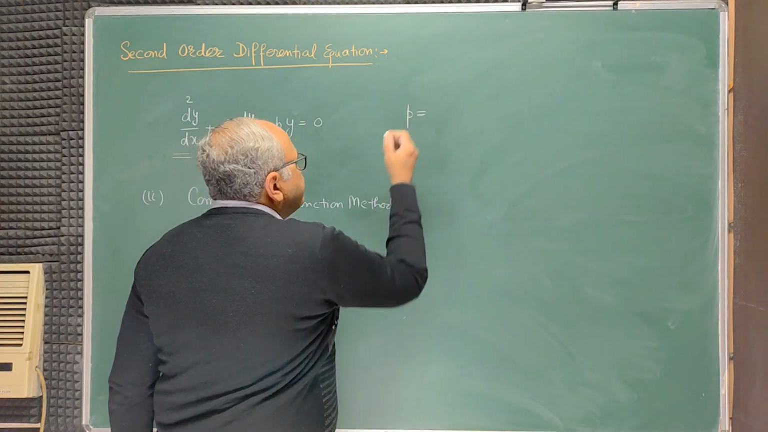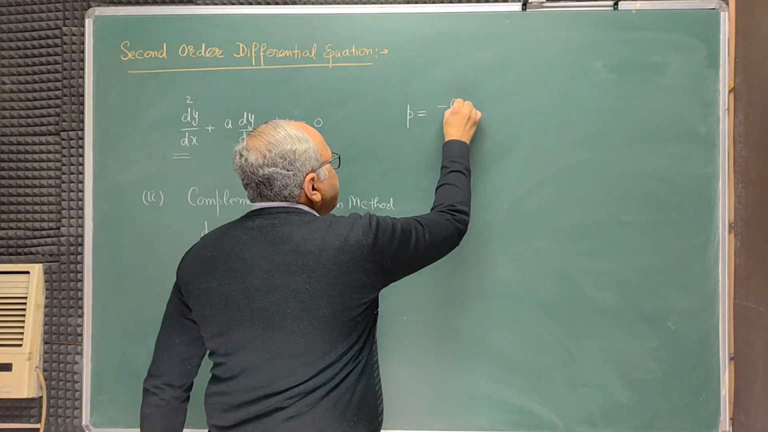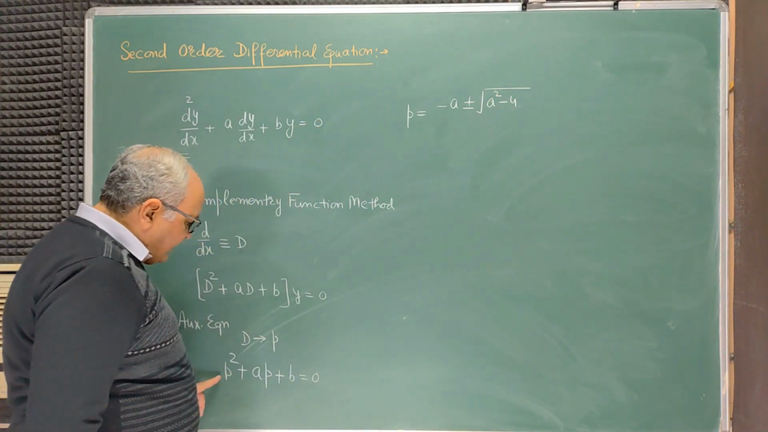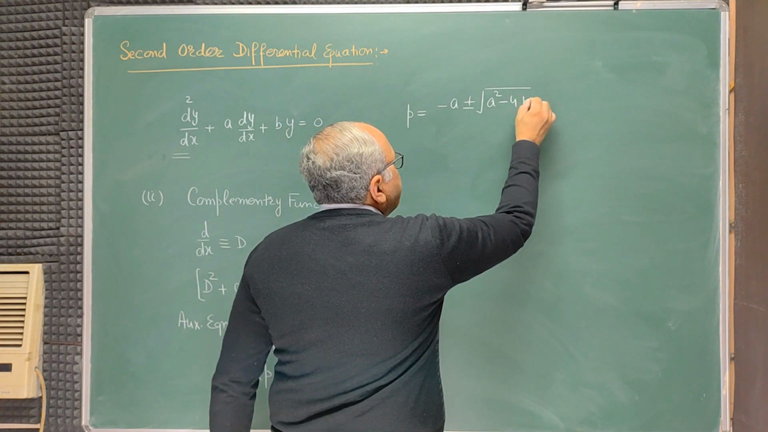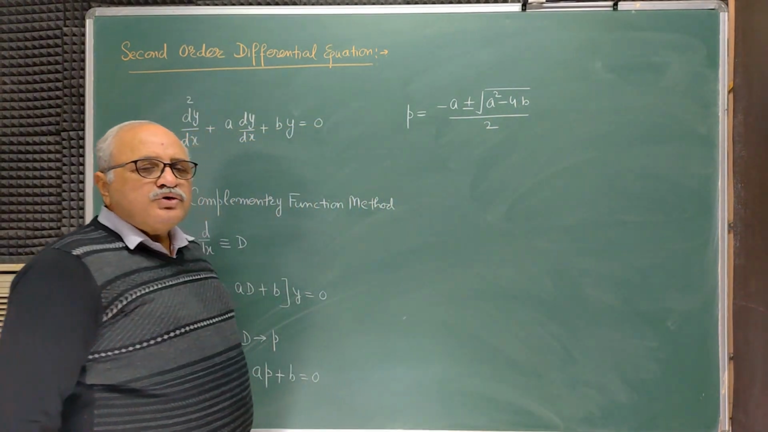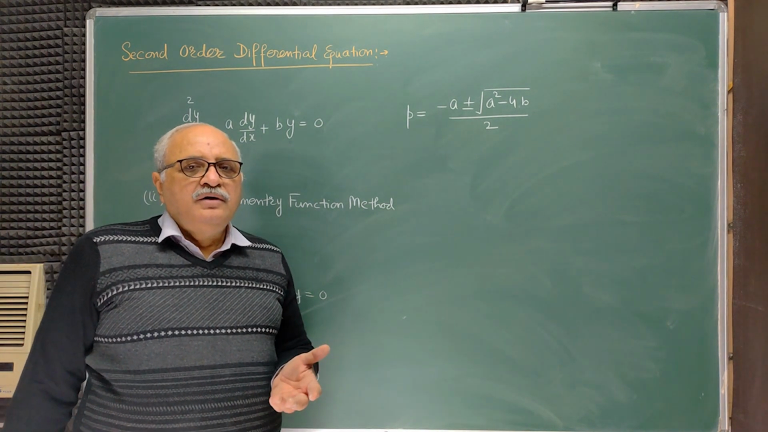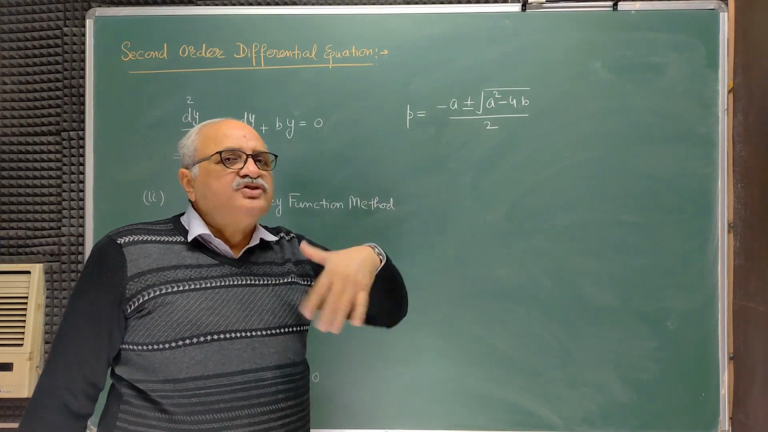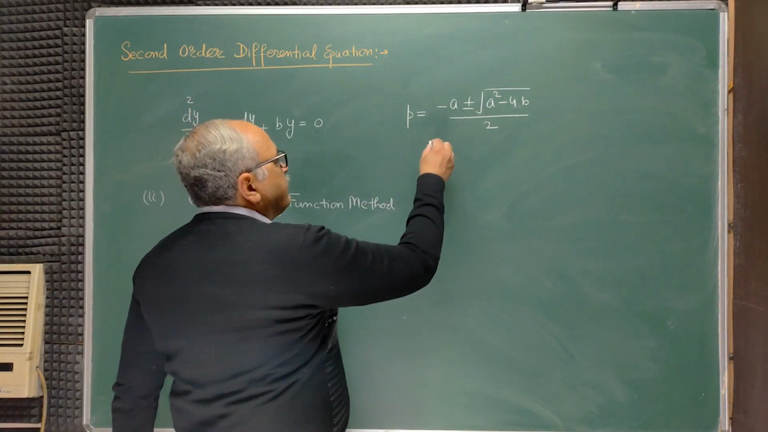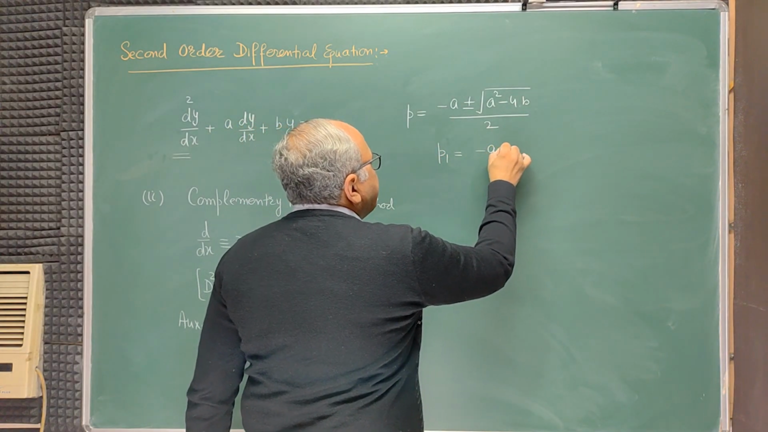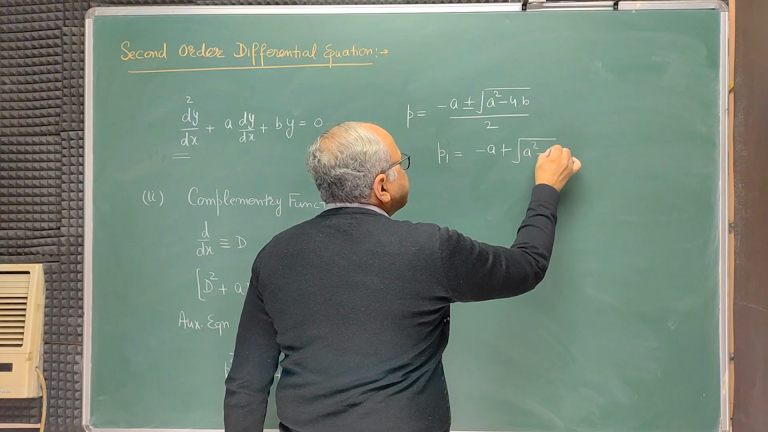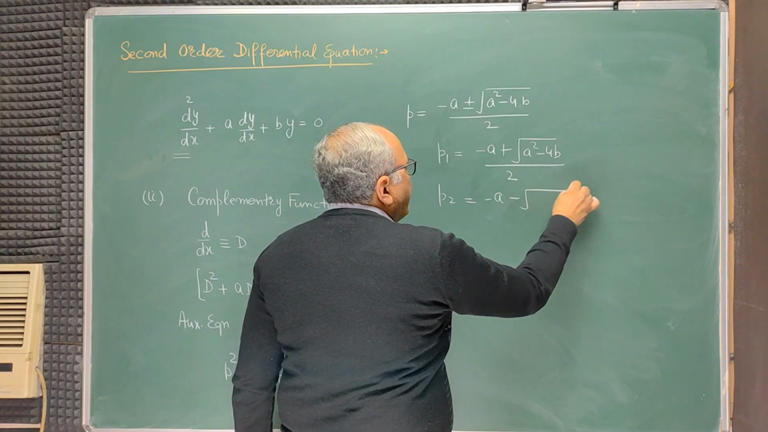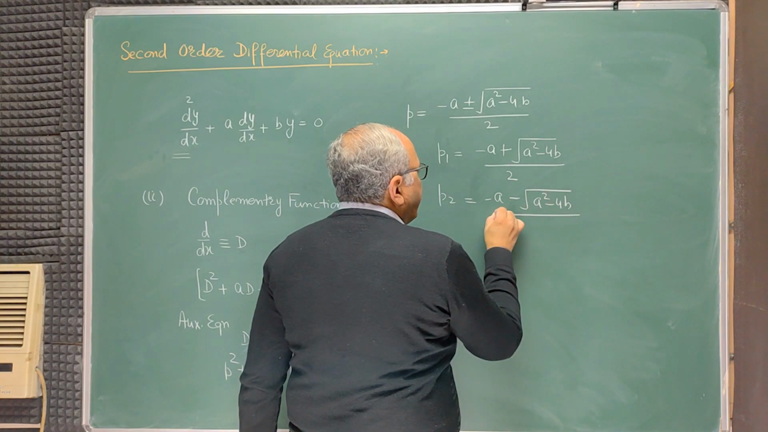If you solve it, this p comes out to be minus b plus minus under root of b square minus 4ac, where a is 1, divided by 2. So this will give you the solution for this quadratic equation. If we have two distinct solutions, say p1 is equal to minus a plus under root of a square minus 4b divided by 2, and p2 is equal to minus a minus under root of a square minus 4b divided by 2.